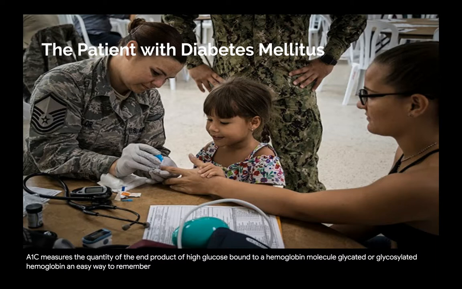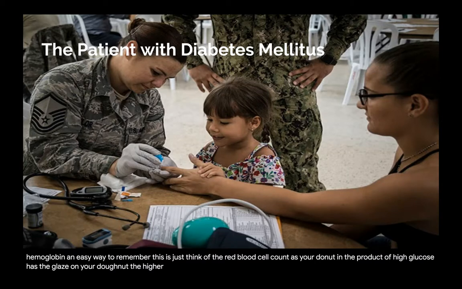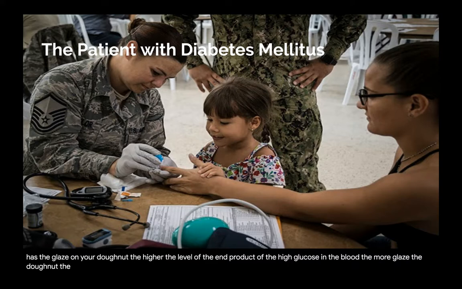An easy way to remember this is to think of the red blood cell count as your donut and the product of high glucose as the glaze on your donut. The higher the level of the end product of high glucose in the blood, the more glazed the donut, the red blood cells. A1c values provide an average of glycemia, blood glucose levels over a 3-month period.